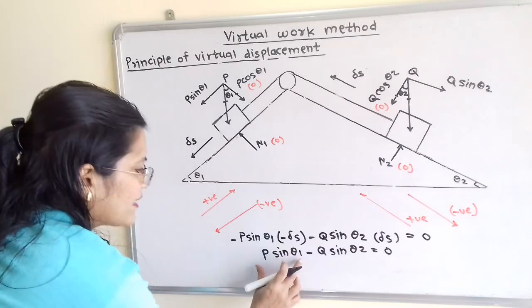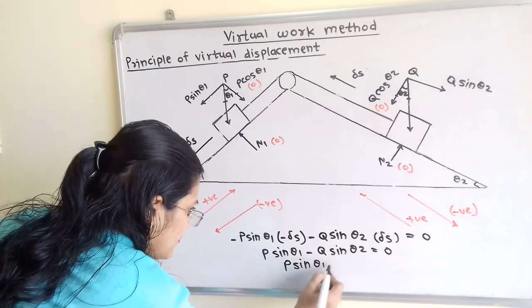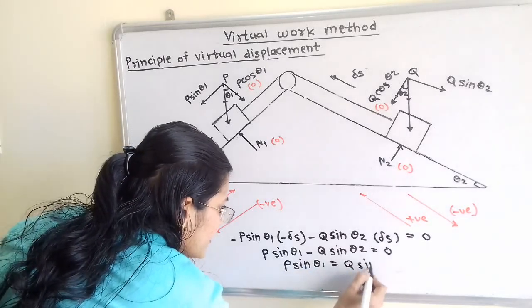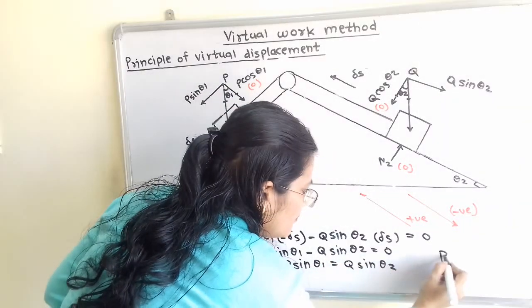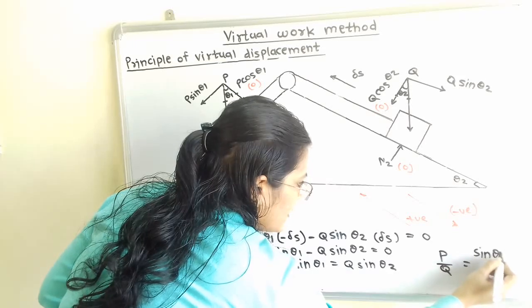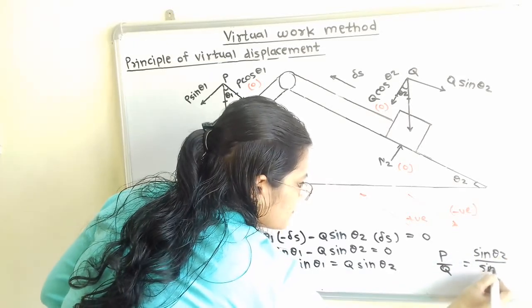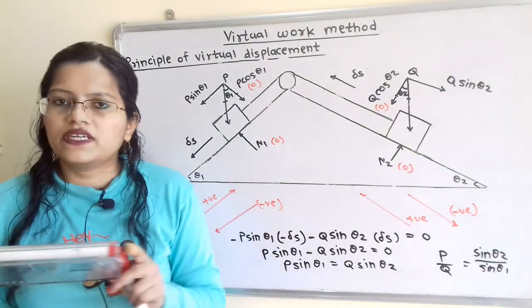So we have to take the ratio of loads. P sin theta 1 is equal to Q sin theta 2. So P by Q is equal to sin theta 2 by sin theta 1. So this is the ratio of loads for the equilibrium of the system.